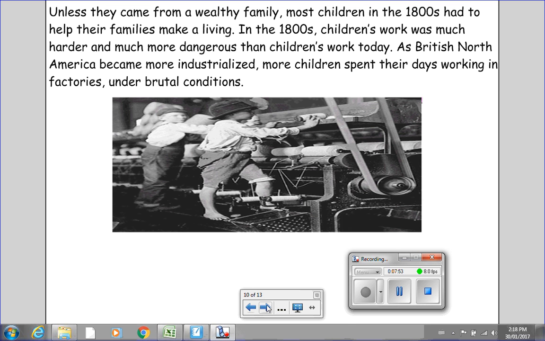Unless it came from a wealthy family, most children in the 1800s had to help their families make a living. In the 1800s, children's work was much harder and much more dangerous than children's work today. As British North America became more industrialized, more children spent their days working in factories under brutal conditions, and we'll be looking at this a lot more closely as the semester progresses, especially in our second unit in grade 8 history.